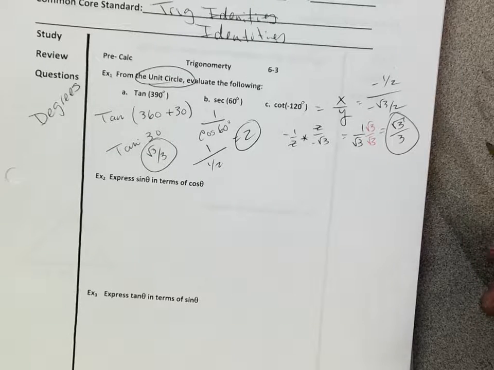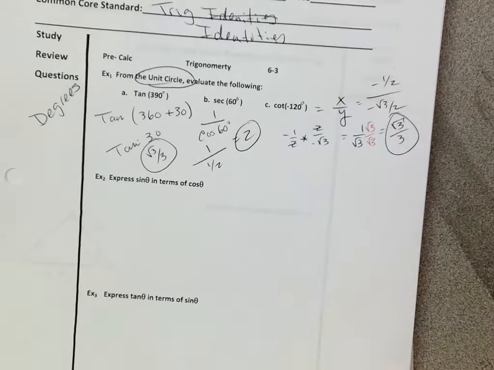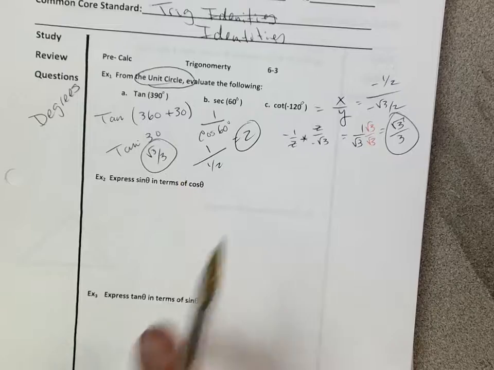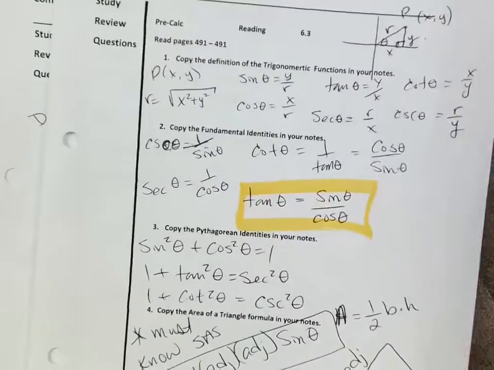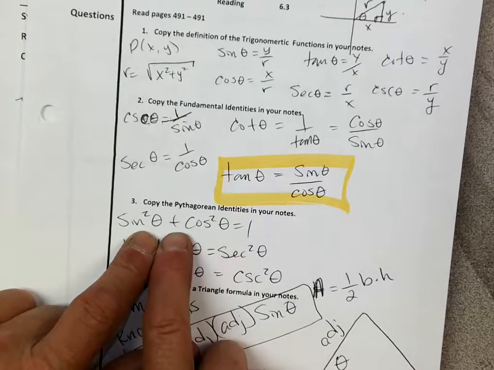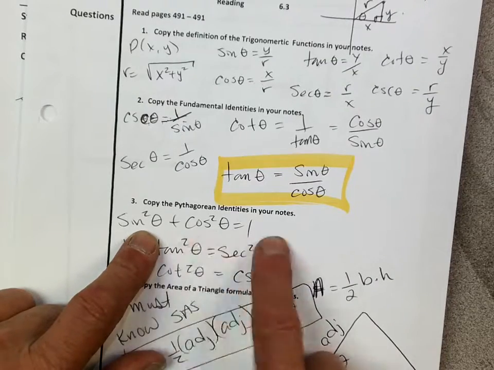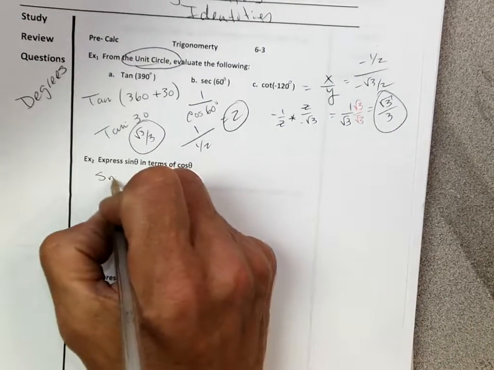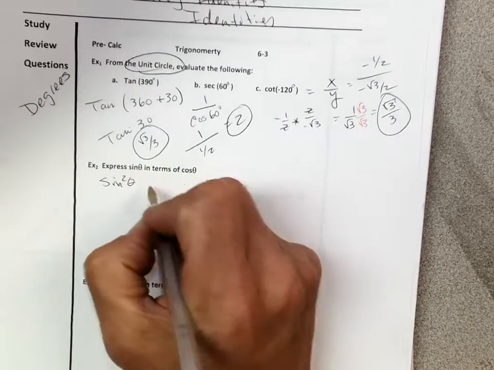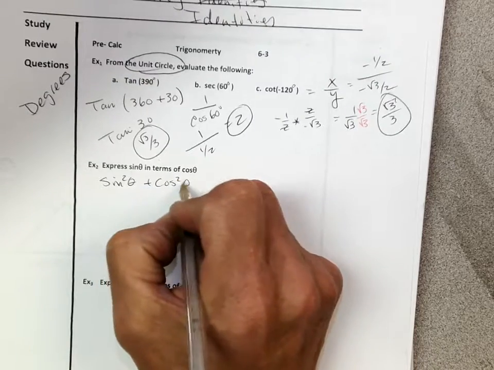Okay, example 2. Express sine in terms of cosine. Now, this isn't the unit circle. It's just sine in terms of cosine. So what I have to do is find some formula that has sine and cosine in it. So I go to my identities. In fact, the identity that I just wrote down has sine and cosine in it together. So I'm going to rewrite it as sine squared theta plus cosine squared theta is equal to 1.